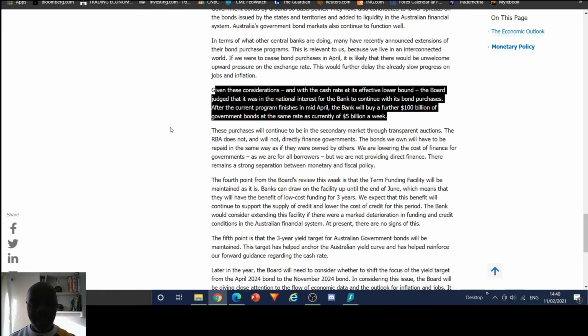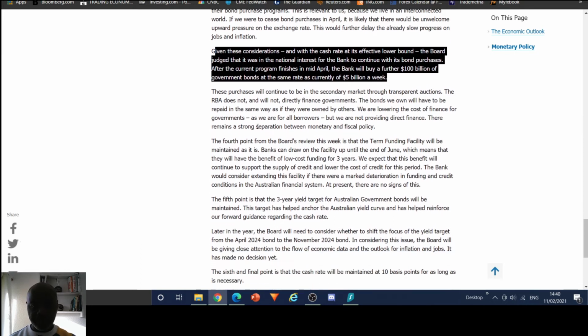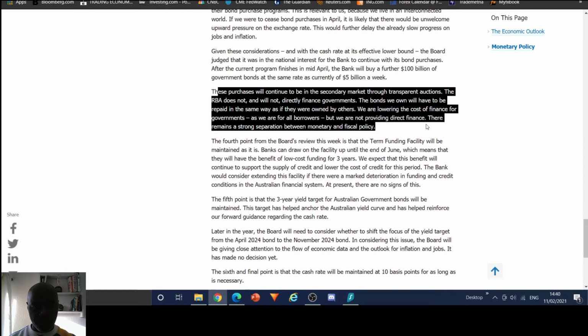And it tells you there about how much they're going to be buying per week. Let's have a look at the next section. More about bonds.